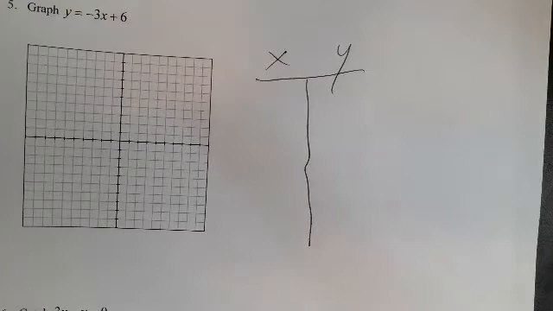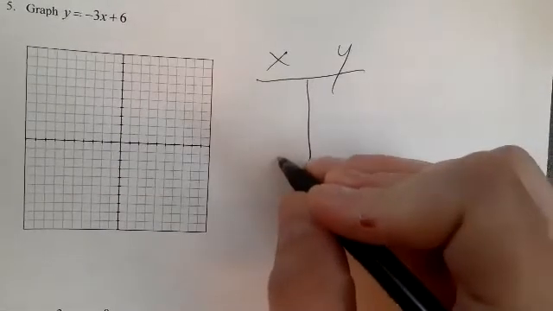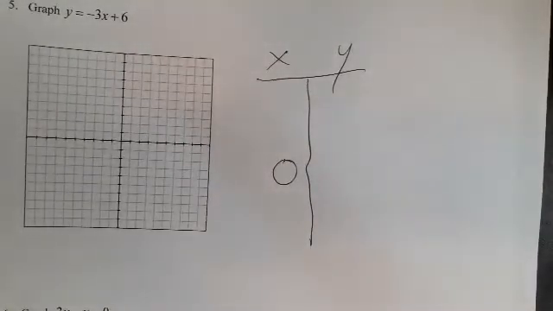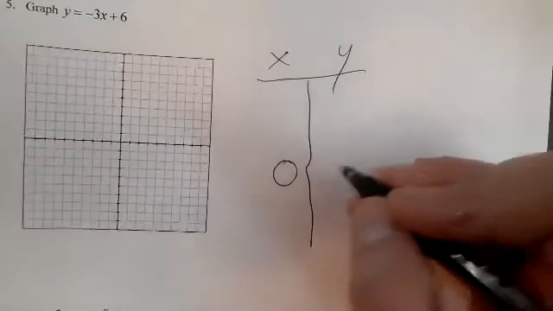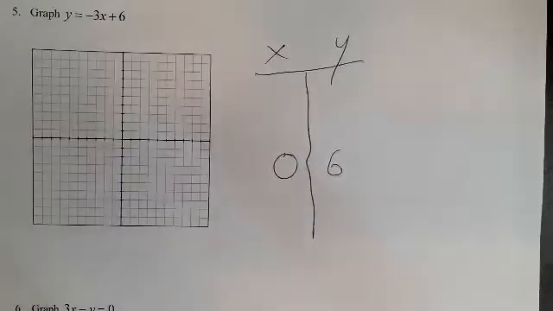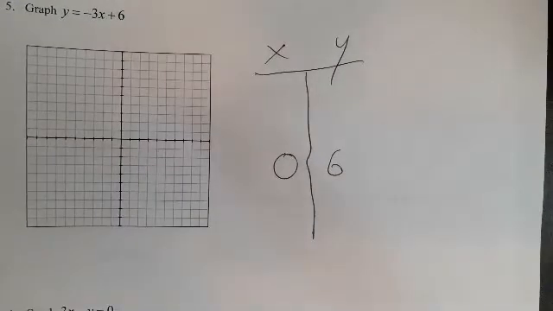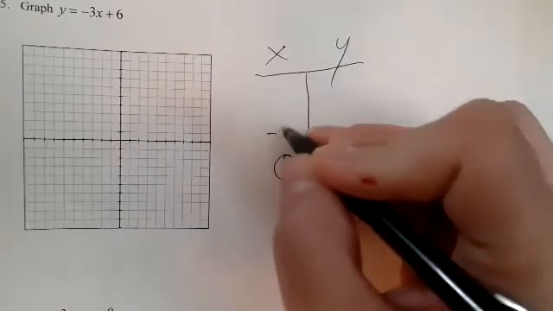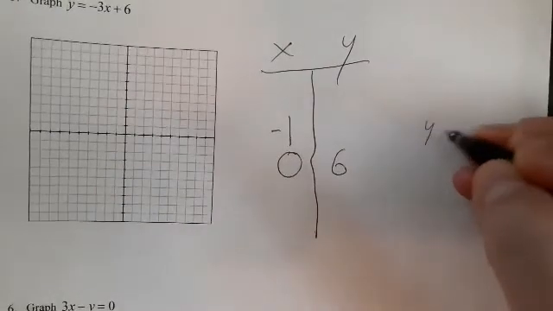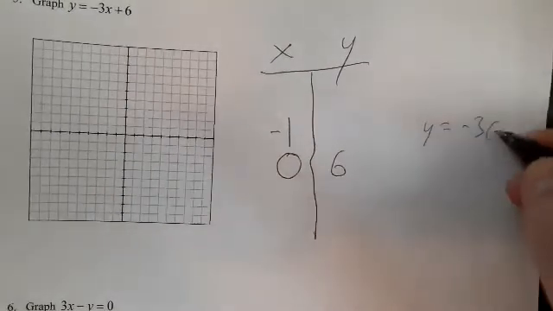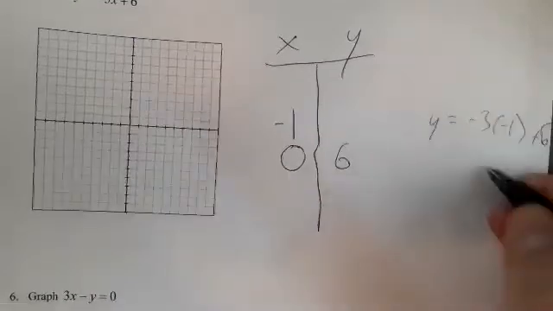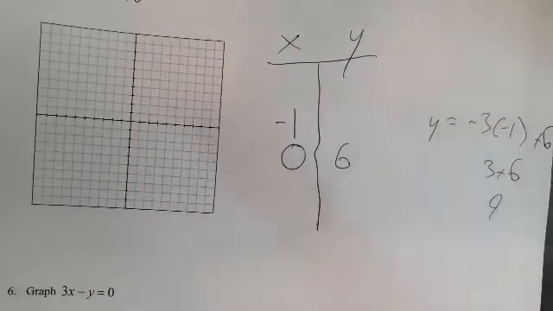And so I threw a few x and y values in there. If I throw a 0 into my x, I'm going to get the point 0, 6. Minus 3 times 0 plus 6 will give me 6. If I throw a minus 1, I guess I'll perform this one over here. y equals minus 3 times minus 1 plus 6. This is 3 plus 6. This should be 9.